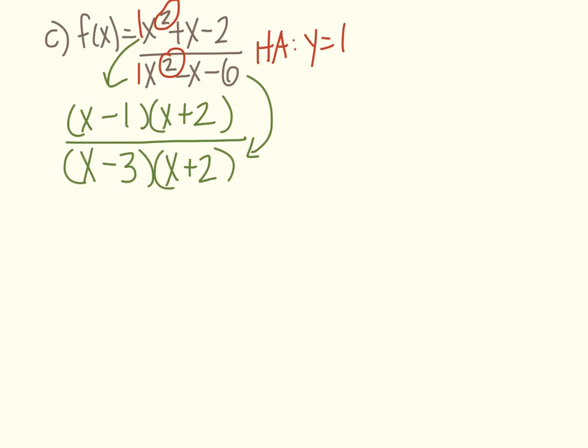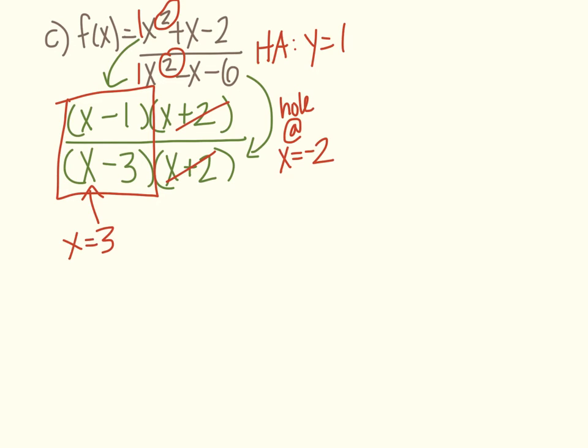Where's the hole going to be? If you thought -2, you were correct. There's going to be a hole at x equals -2. So now I need to look at the simplified version to figure out where my vertical asymptote is going to be. Vertical asymptote is going to be at x equals 3. That's going to be the problem. All right, so we have just one vertical asymptote, one horizontal asymptote, and then one hole.